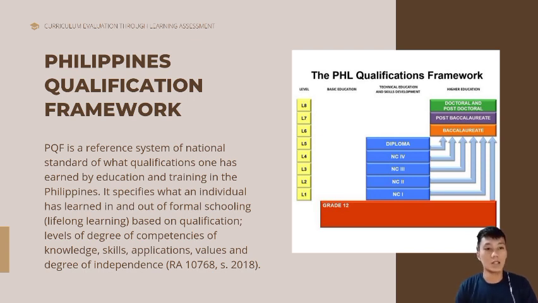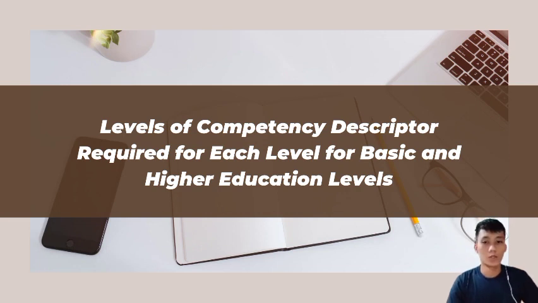So as we can see, the level 1 to 4, which is the NC 1 to 4, can be acquired in TESDA, in which you will undergo training to obtain these certificates, and will be followed by a diploma in level 5. And the level 6 to 8 were covered by the Commission on Higher Education, or the CHED. So now let's proceed to the levels of competency descriptor required for each level for basic and higher education level.